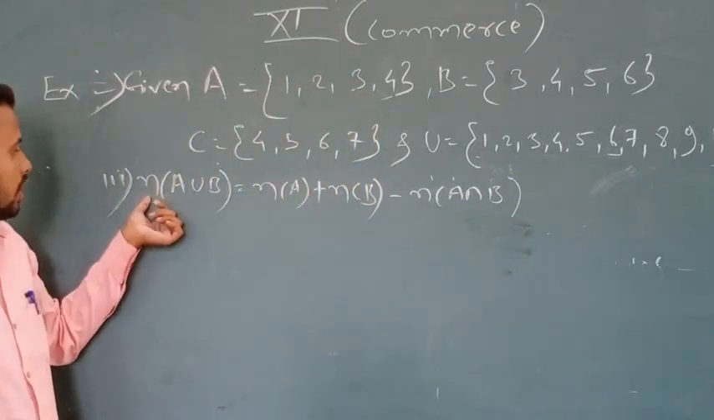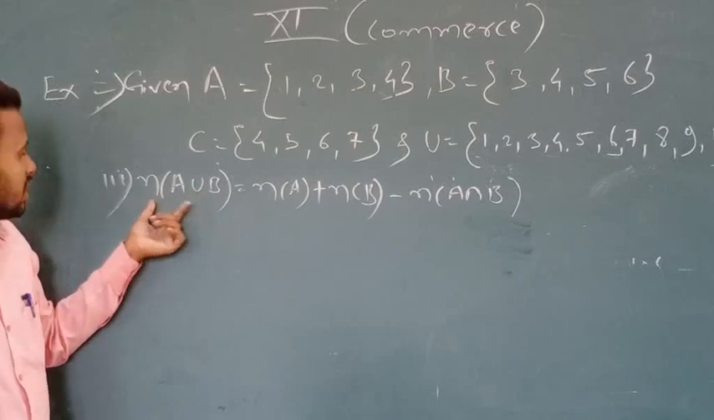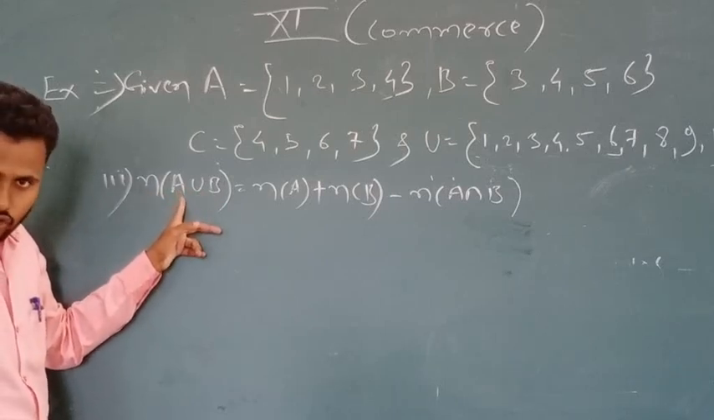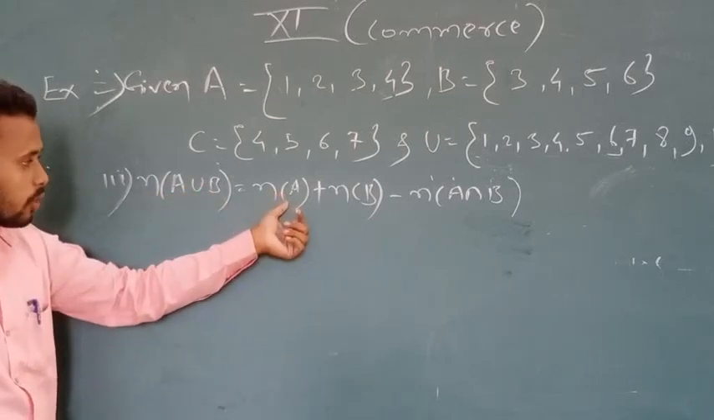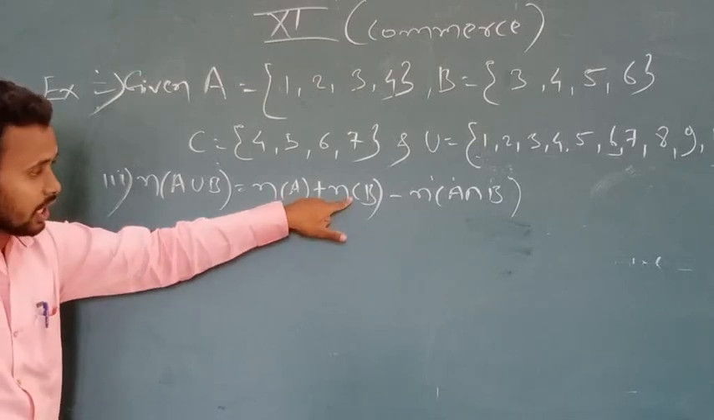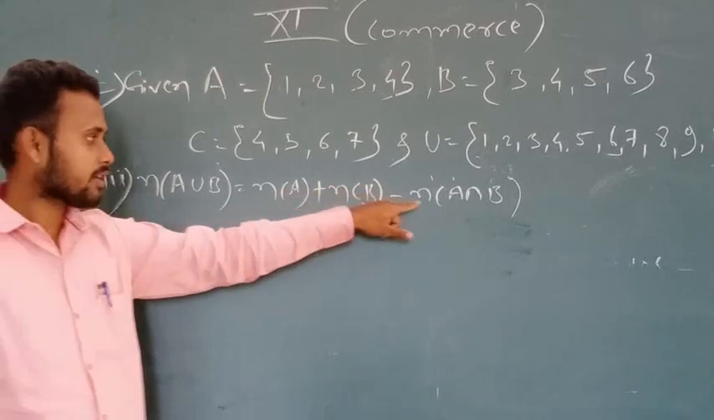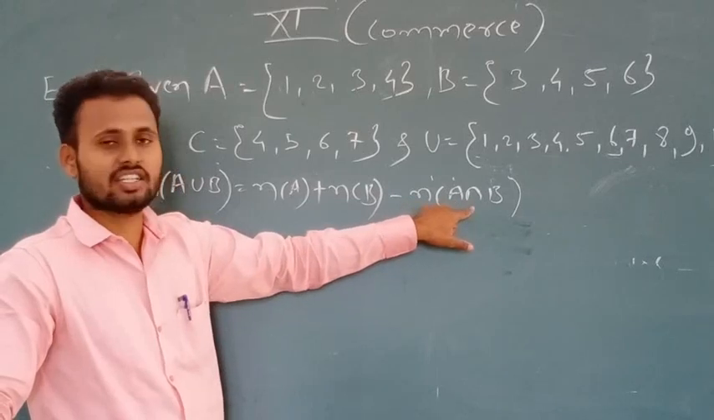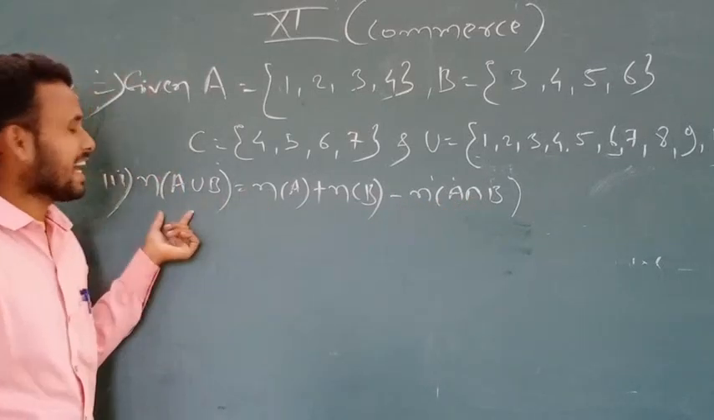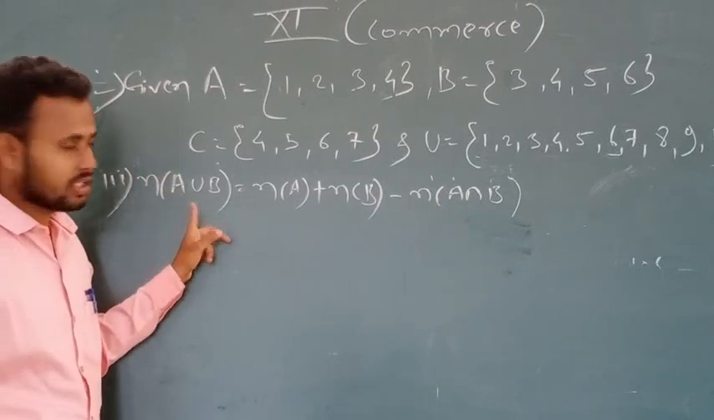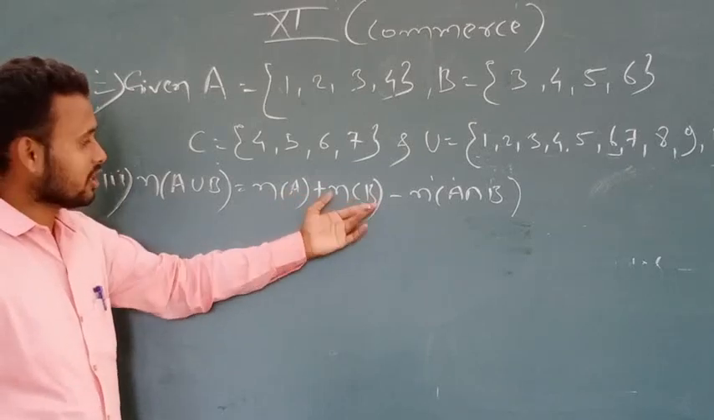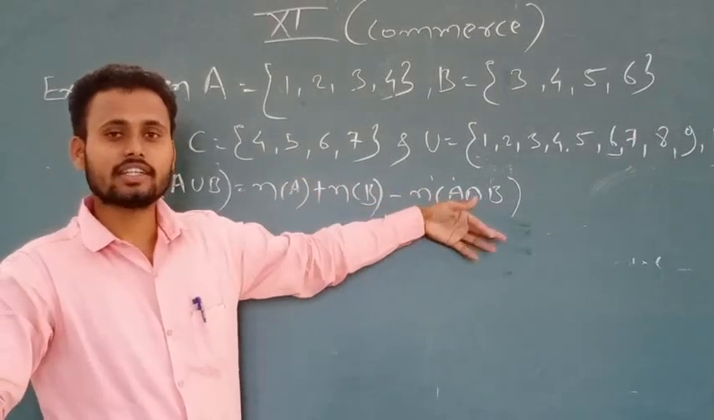N of means what? N of A union B means the number of elements in the set A union B, which is equal to the number of elements of set A plus the number of elements of set B minus the number of elements of set A intersection B. Or we say that it is the cardinality of set A union B, cardinality of set A, cardinality of set B, cardinality of set A intersection B.